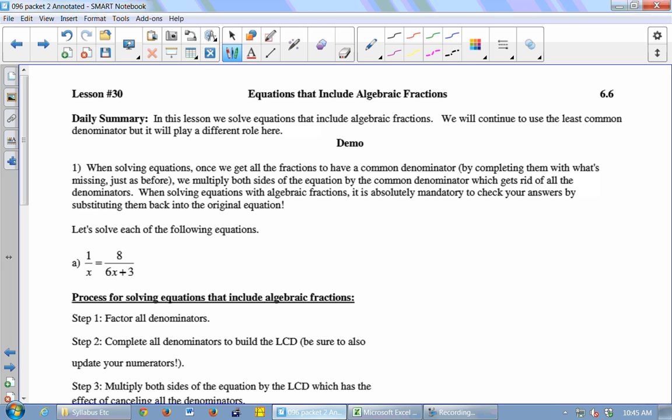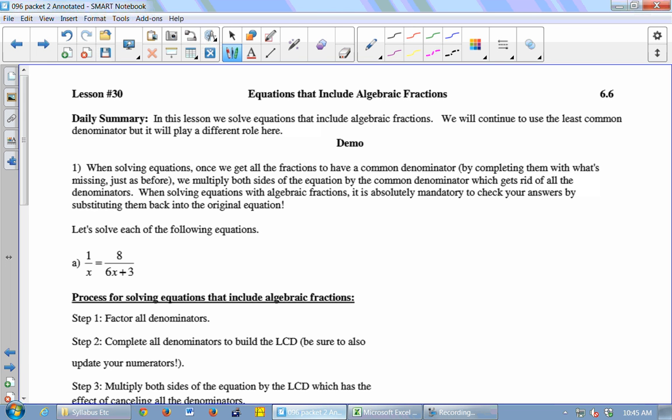Okay, so you get all the fractions to have the same denominator, then multiply both sides of the equation by the common denominator. The effect will be that all the denominators will cancel. And then you'll have a fraction-free equation to solve. Do a little happy dance because you got rid of all the fractions.